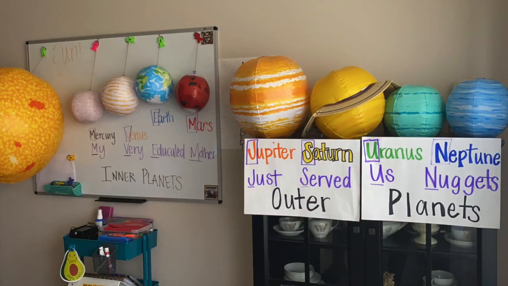Don't forget to learn the order of the planets from the Sun: Mercury, Venus, Earth, Mars, Jupiter, Saturn, Uranus, and Neptune. My very educated mother just served us nuggets.